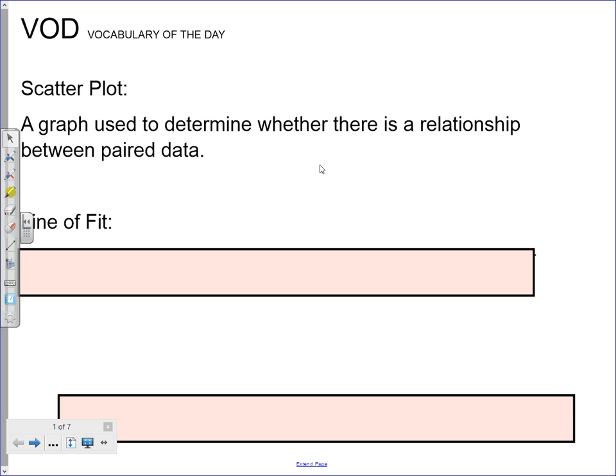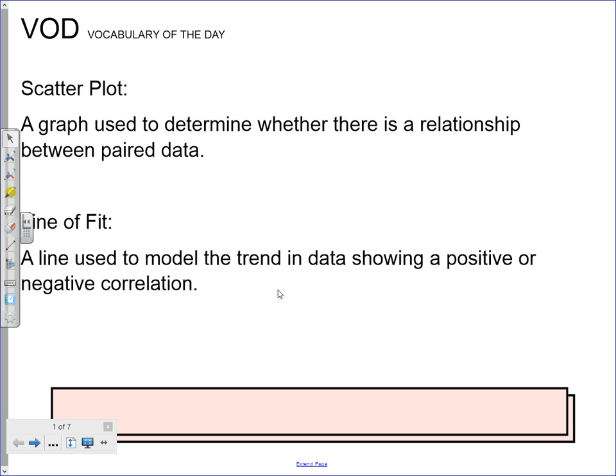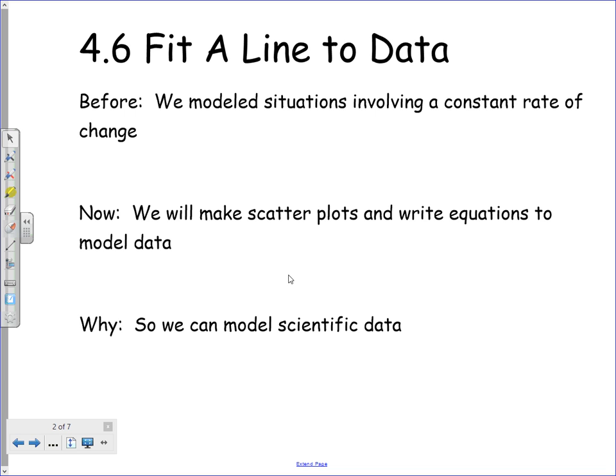We're going to find that not every set of data that we graph is going to turn into a perfect straight line. So this is an example of what we can do with data that doesn't appear to be a straight line. And a line of fit is a line used to model the trend in the data showing a positive or negative correlation. This is going to make more sense in a few minutes, but for right now, make sure you have these definitions down. Our goal today is to make scatter plots and write equations to model data.